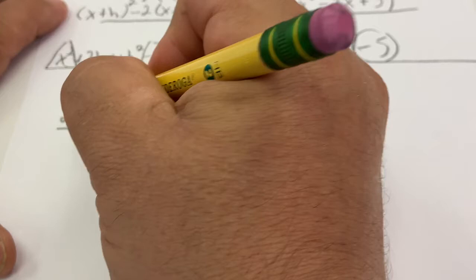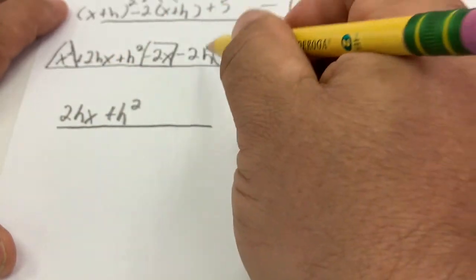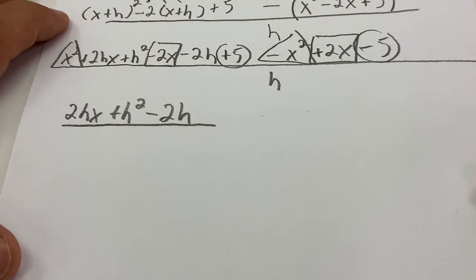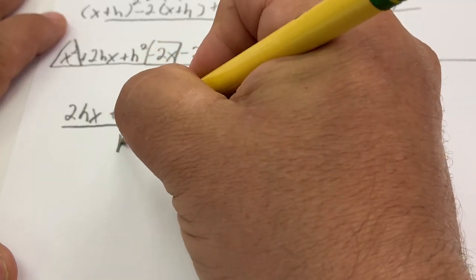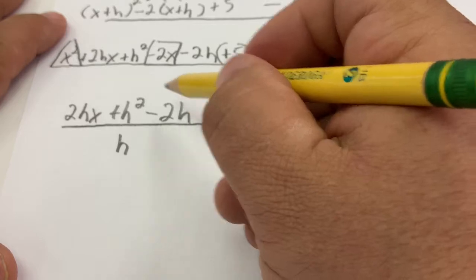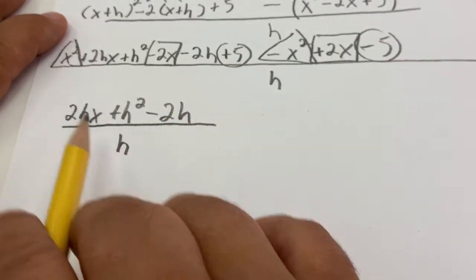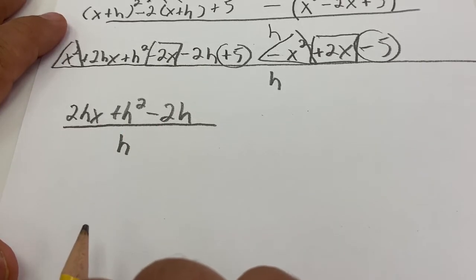2hx plus h squared minus 2h. Everything else simplified. All over h. Now, I can factor out an h from each term. Notice there's an h in each term. When I see this, I like to say, muchos h's.